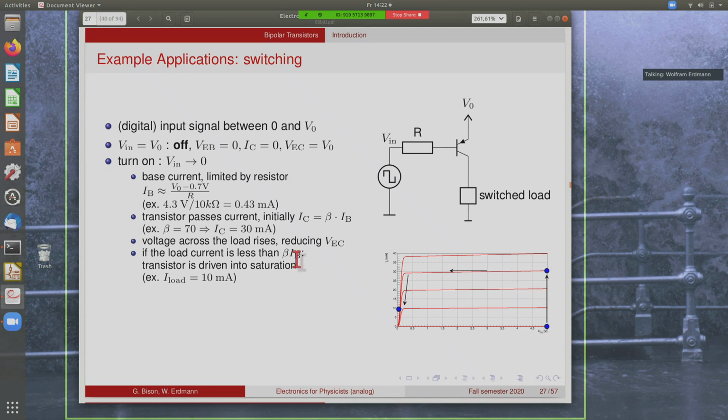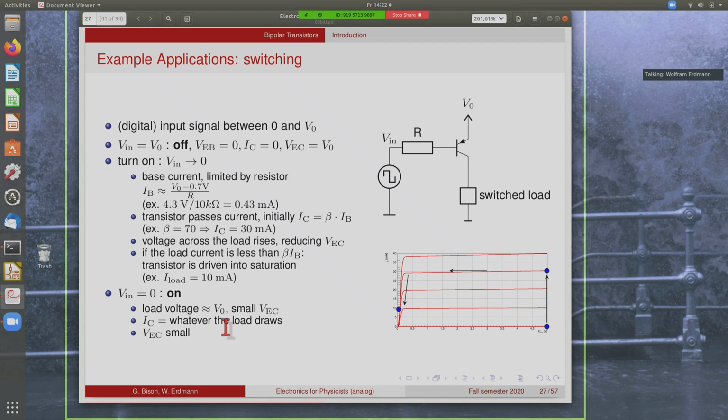Which means that the load basically sees the full supply voltage, and this is what we wanted here. So now we're in the on state of the circuit. The load voltage is almost the full supply. We have a very small emitter collector voltage, and the collector current is now not ruled by the transistor, because it's not in the active region anymore, but it is whatever the load draws. So this is now really the behavior of the switch.